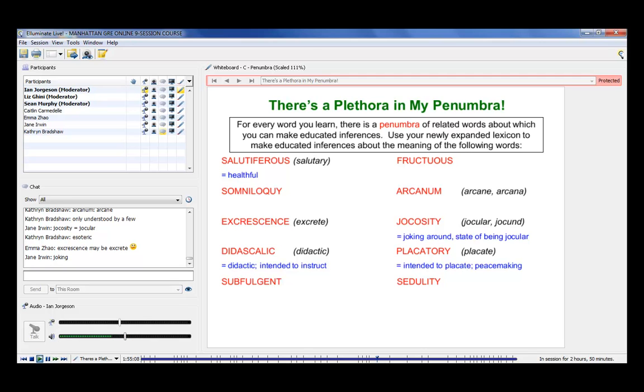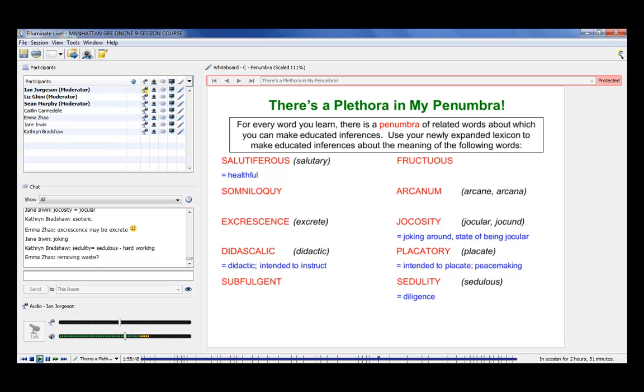Emma, you've got it. Excrescence comes from excrete. So excrete is the verb, excrescence is the noun. What do you think an excrescence is based on the meaning of the word excrete? Good call. Sedulity comes from sedulous. Sedulous would be the descriptive word describing someone as hardworking, so sedulity would just be diligence, hard work. It would be the noun form as opposed to the adjective form. Good call. Emma, what do you think excrescence is if it's a noun form?